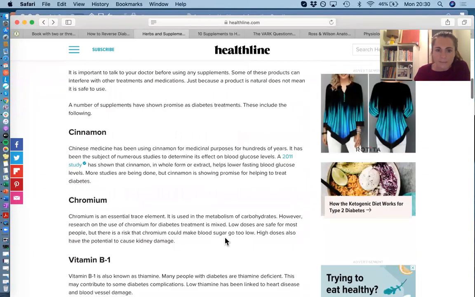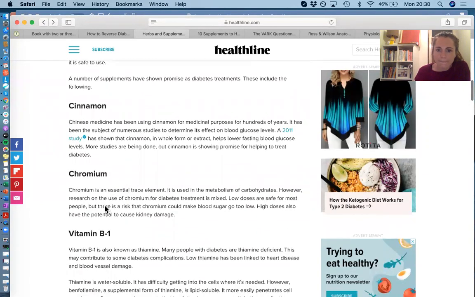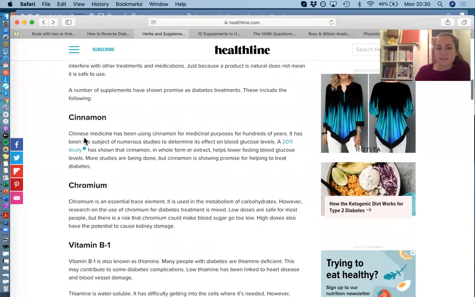If I give you another example here. So he's spoken about cinnamon. So Chinese medicine has been using cinnamon for medicinal purposes for hundreds of years. It has been the subject of numerous studies to determine its effect on blood glucose levels. A 2011 study has shown that cinnamon in whole form or extract helps lower fasting blood glucose levels. More studies are being done, but cinnamon is showing promise for helping to treat diabetes.